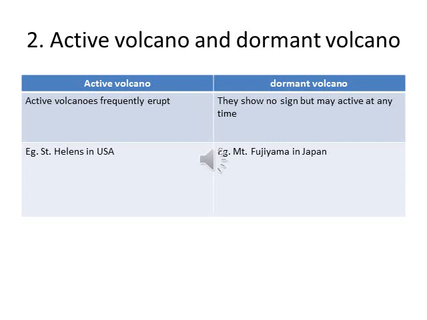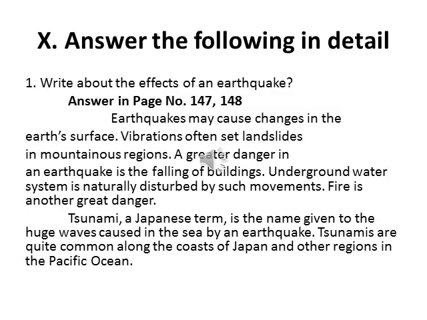Then second: earthquake and volcanic eruption occur near the edges of A. Mountain, B. Plains. Then detail 10, Roman letter: write about the effects of earthquake. So take page number 147. See the last heading, effect of earthquake. In that, write the first 3 points.